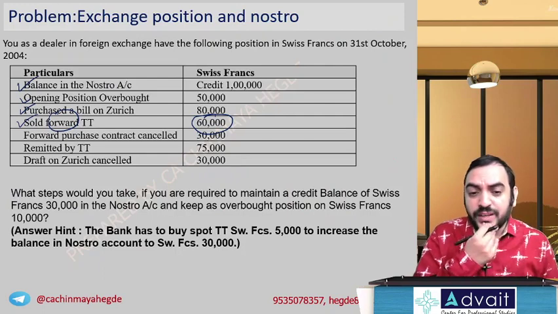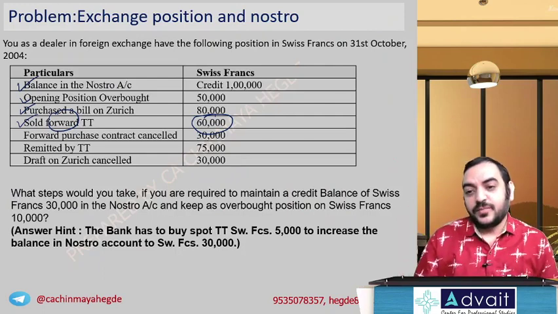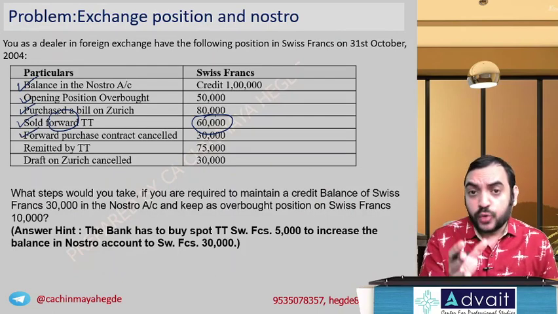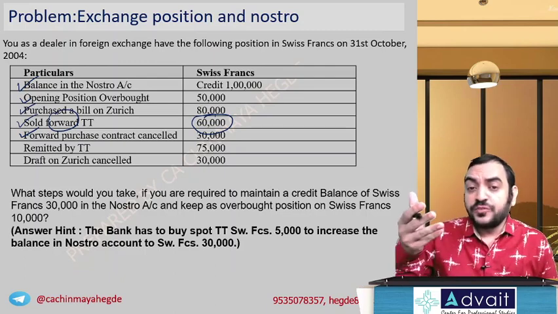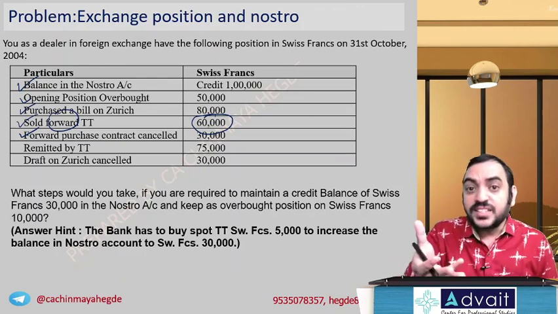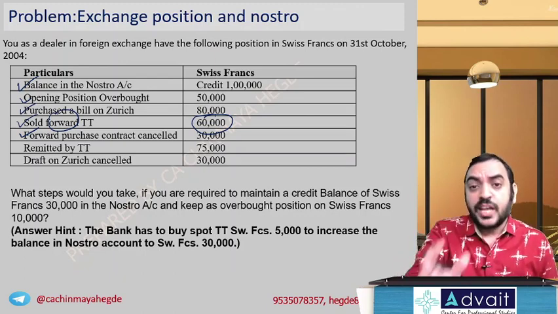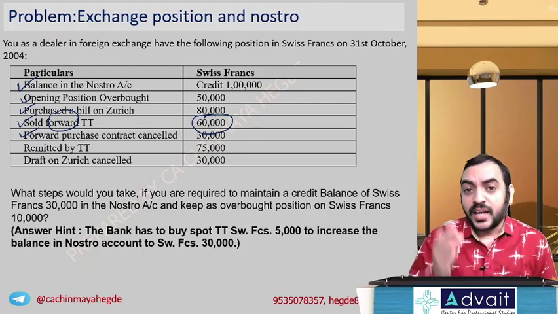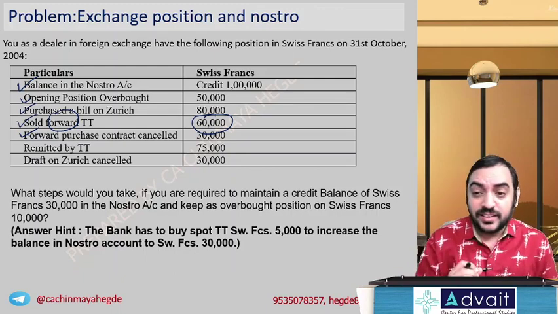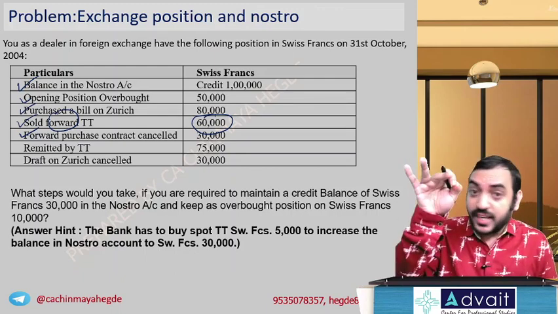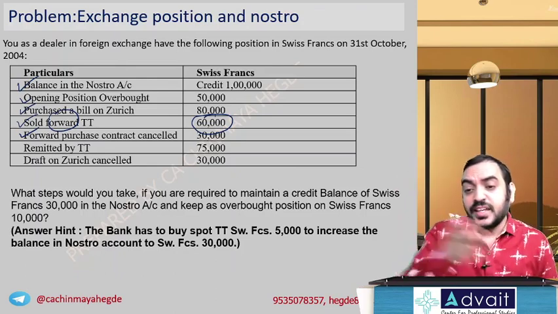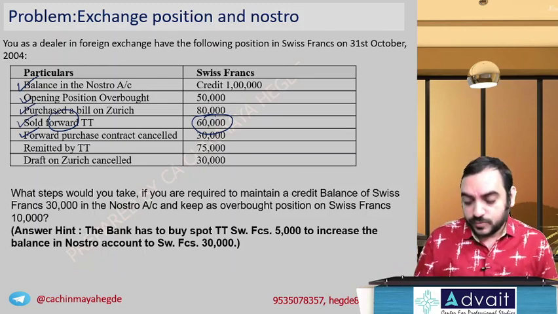Okay. Forward purchase contract cancelled. So it's a forward contract, meaning when you enter into the forward contract, it came only in exchange position. It did not come in nostro account. Now when you cancel also, it will not come in nostro account. It will come only in exchange position. And how it came earlier, now it will be opposite. It was a forward contract purchased earlier, so it would have come in buy column. Now you're cancelling, it will come in opposite column. So write in sale column.